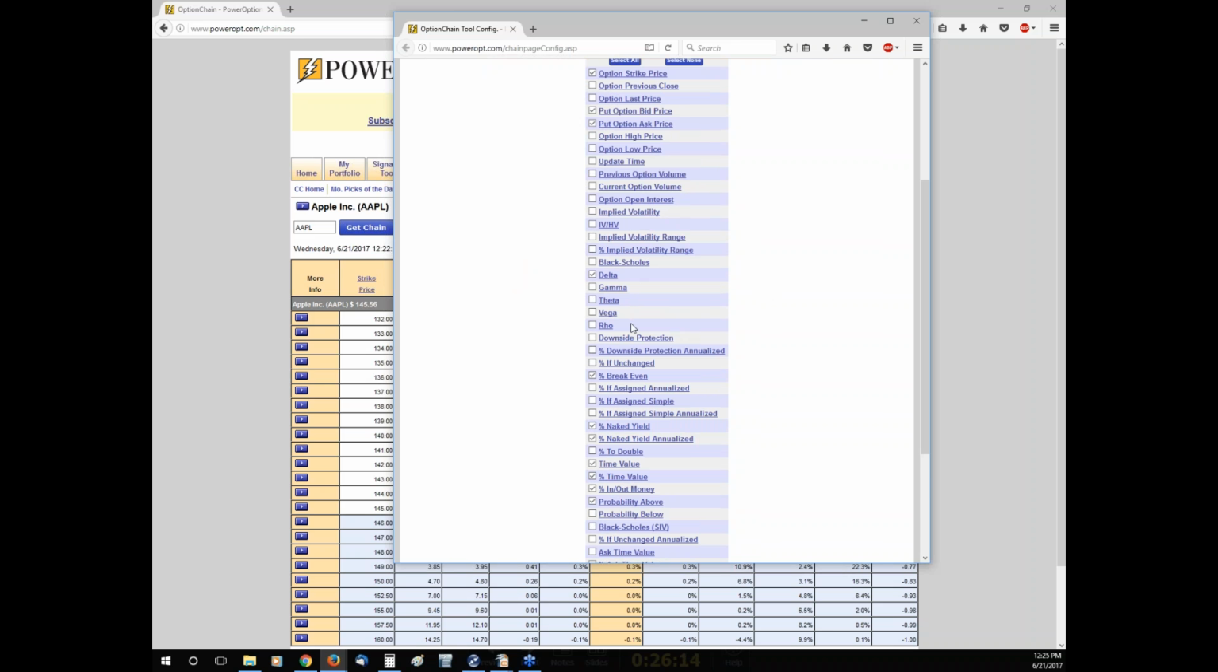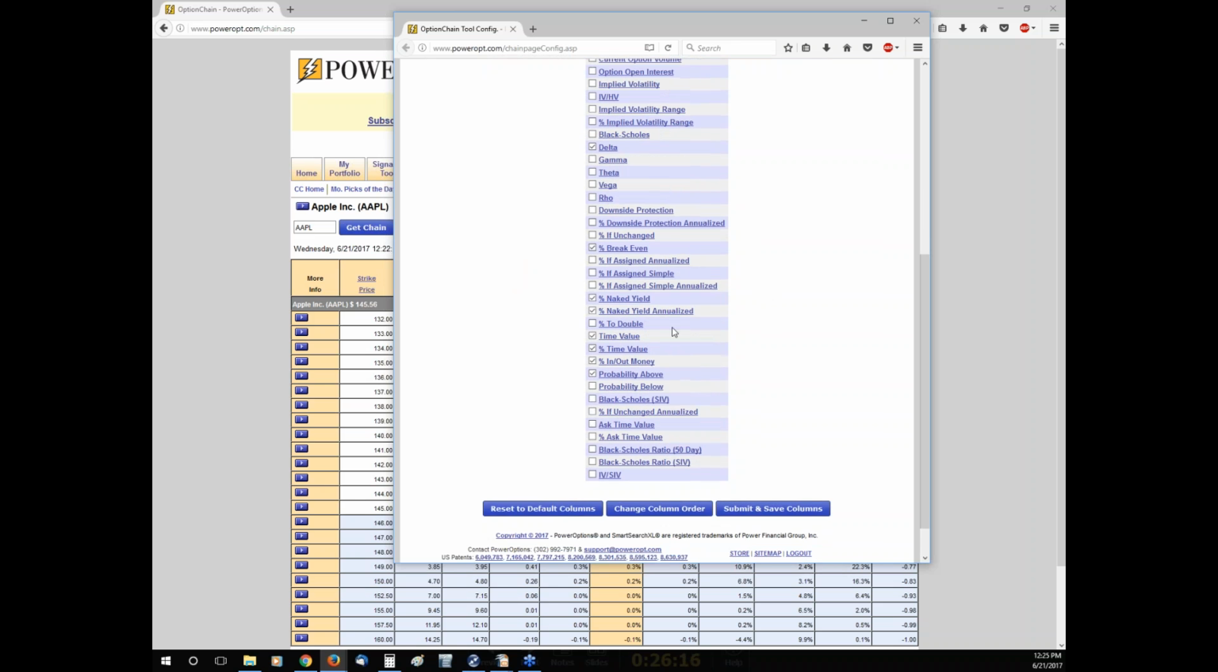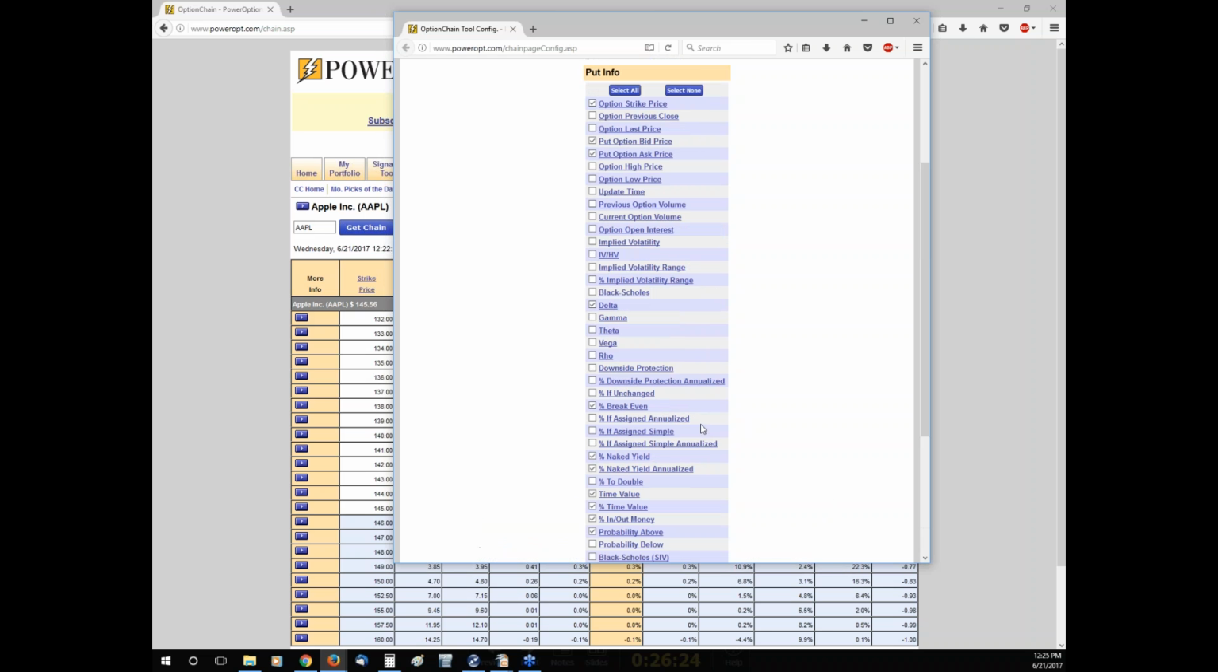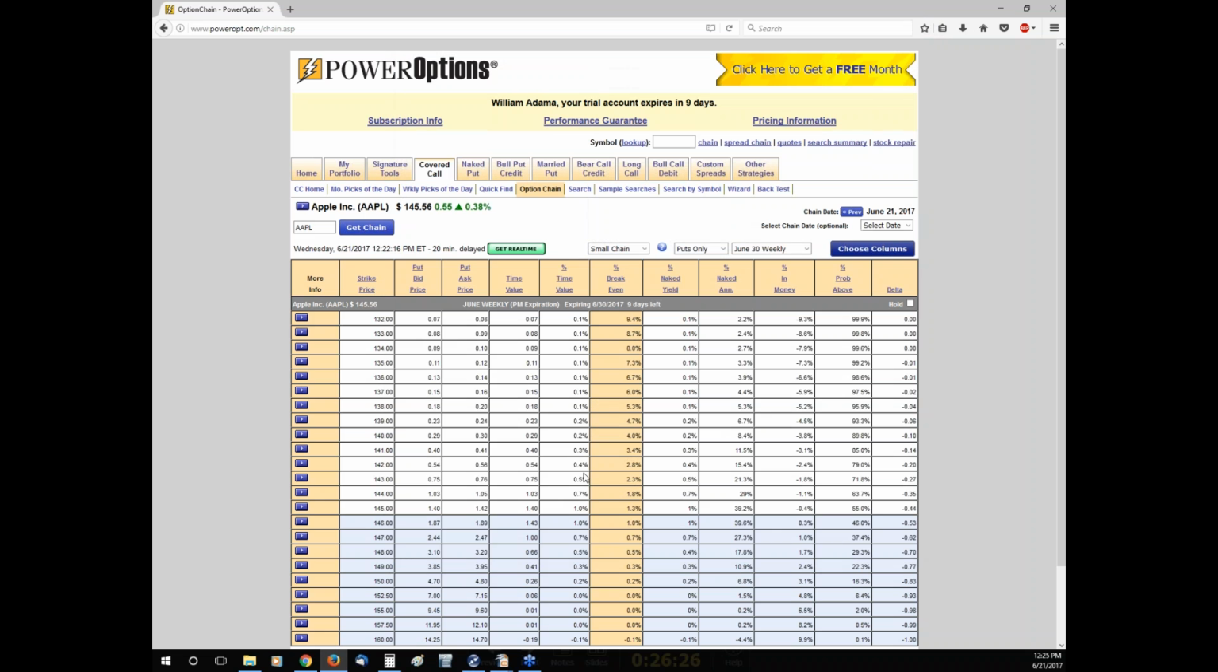ranges, all of your Greeks, of course. Other things for the probability above and below, Black-Scholes ratios, is it overvalued or undervalued, the annualized returns as well. So you can set this structure any way you want for your data needs. The flexibility that we look for, whether you're looking for one stock at a time or looking for new positions across the universe of options.